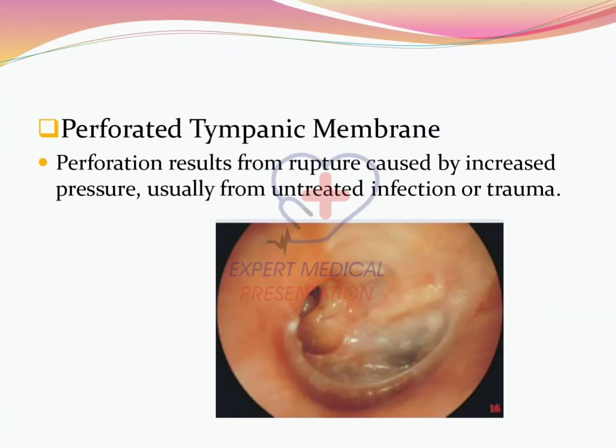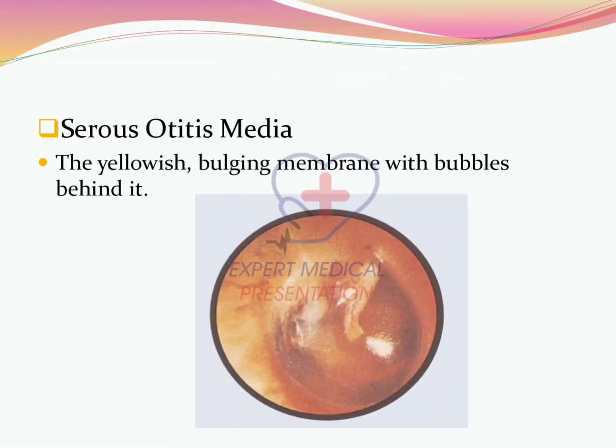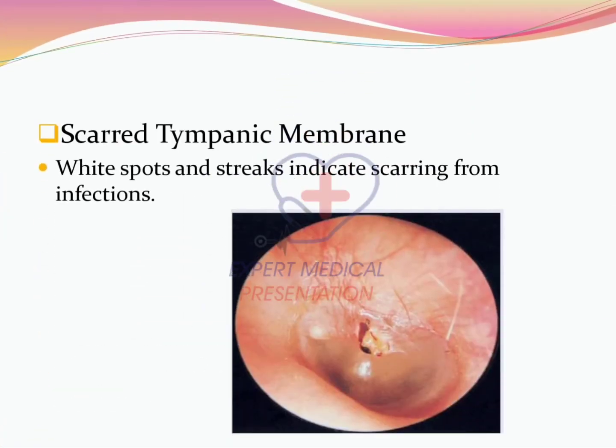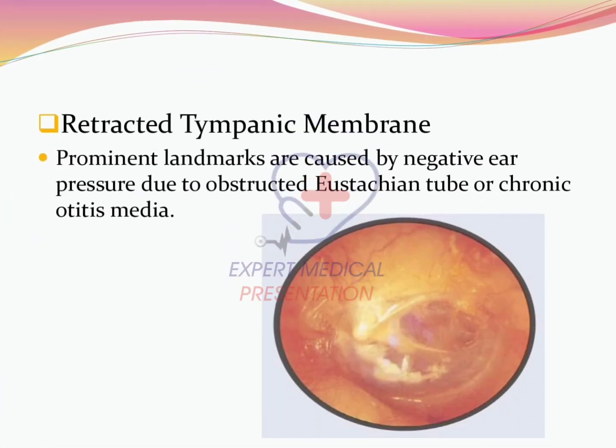Perforated tympanic membrane. Perforation results from rupture caused by increased pressure, usually from untreated infection or trauma. Serous otitis media: a yellowish, bulging membrane with bubbles behind it. Scarred tympanic membrane: white spots and streaks indicate scarring from infections. Retracted tympanic membrane: prominent landmarks are caused by negative ear pressure due to an obstructed eustachian tube or chronic otitis media.